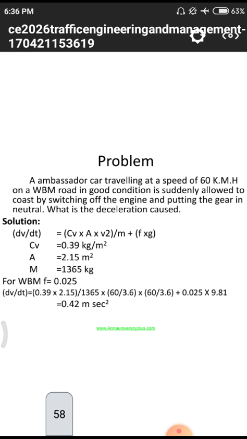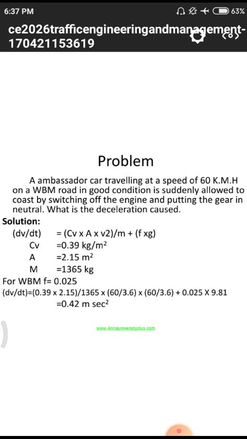In this particular problem, they directly give an example with a car: an Ambassador car is traveling at a speed of 60 kmph on a WBM road. WBM means water bound macadam road in good condition. That means there are no irregularities, and the whole road is very fair to move on. Fair means equal in all conditions. That means at every meter there are no irregularities, and the total surface is in good condition for moving vehicles. Those conditions we call fair conditions.